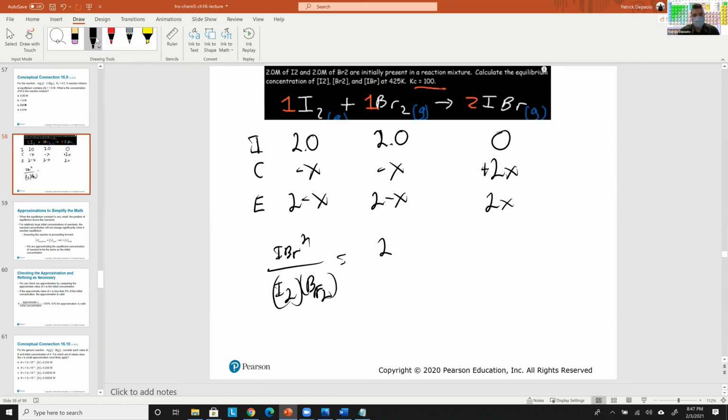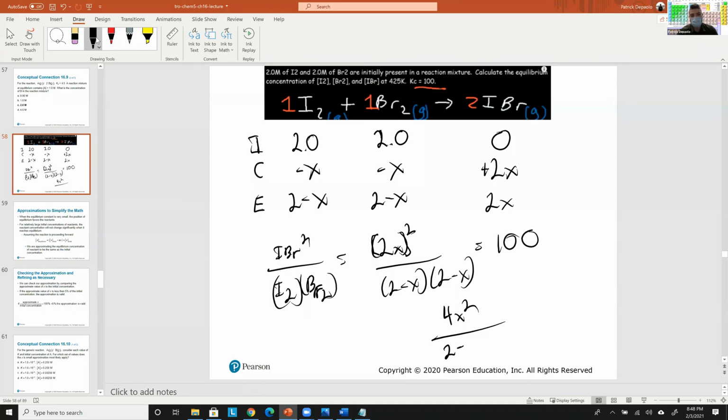Then this is going to equal 2x squared, meaning make sure you don't forget parentheses, divided by 2 minus x times 2 minus x. Then this is going to equal 100. So this is the kind they'll give you. It's just a bit easier. So what you can do is combine things. So the top would be 4x squared. The bottom, 2 minus x squared.